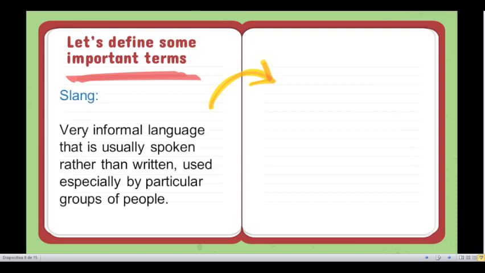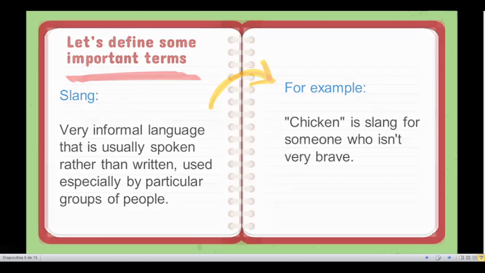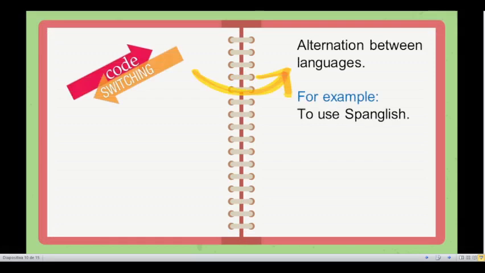Slang is very informal language that is usually spoken rather than written, used especially by particular groups of people. For example, chicken is a slang for someone who isn't very brave. Okay, now let's continue with code switching. It means alternation between languages.